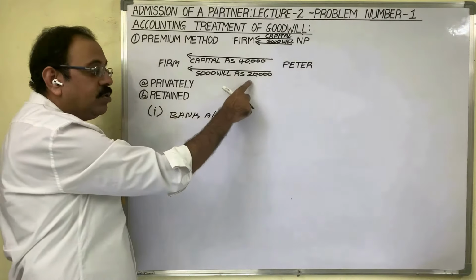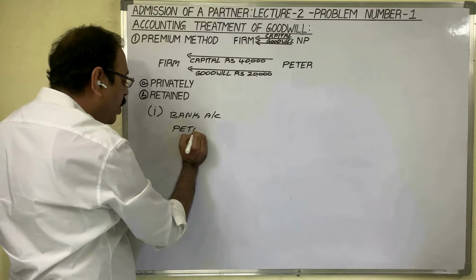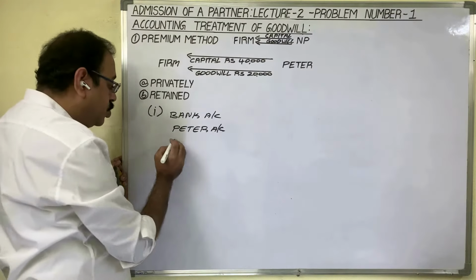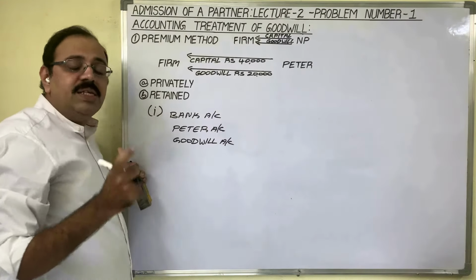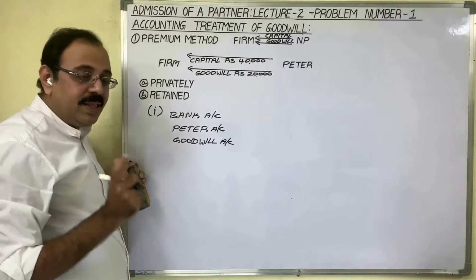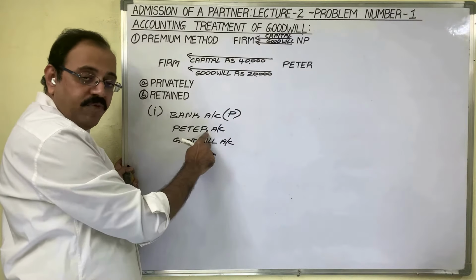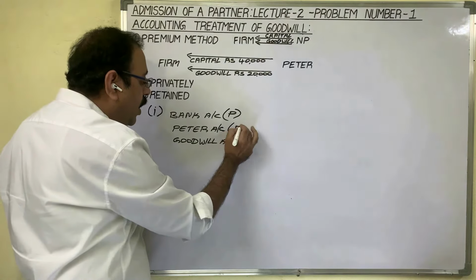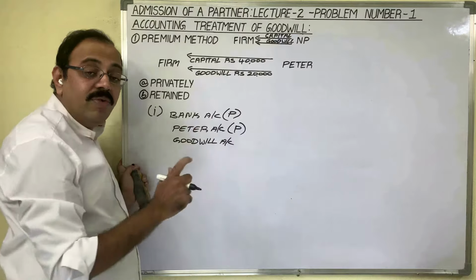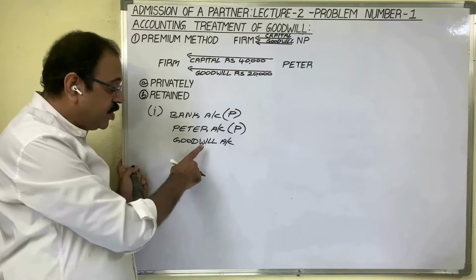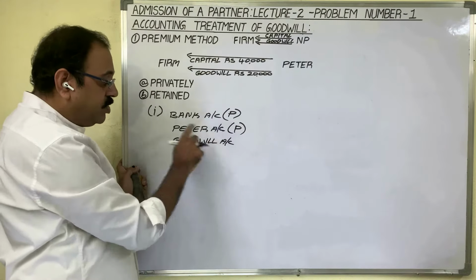Who is bringing this 60,000 rupees? Peter. Therefore, Peter account is one account. Peter is bringing goodwill. So, goodwill is one account. Bank account, with the organization name, if you open any account, then that is a personal account. Peter account, with the person name, we open this account now. It is a personal account. You may think that goodwill account is a real account because goodwill is an asset. I am not writing anything for goodwill. After completing the journal entry, I will explain about this goodwill. So, first two accounts we will observe.